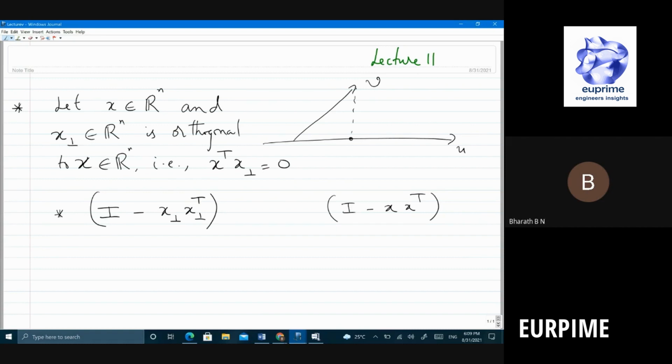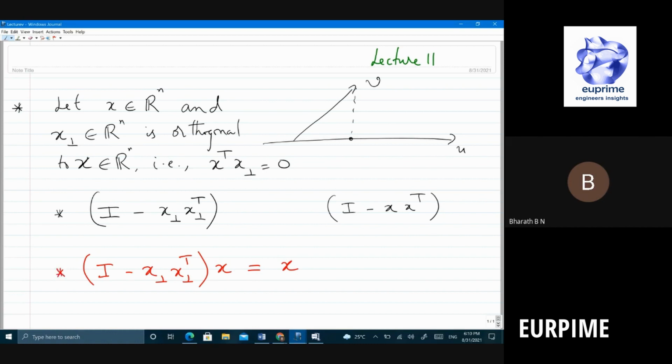Let's look at this, right? So suppose I take X. I'll do one thing. Okay, so I'll take I minus X perp X perp transpose, and multiply by X. What do I get? What is X perp transpose X? 0, right? It's the inner product of orthogonal vectors. So the second term will be 0. What will be the first term? X itself. That means if you take this matrix and multiply by X, you get the vector itself, right? That is a nice property to have, right?